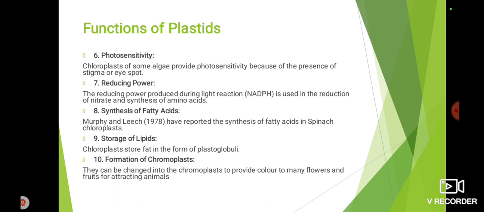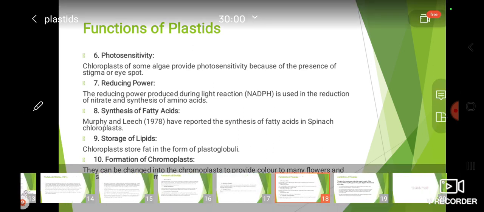Reducing power. The reducing power produced during light reactions is used in the reduction of nitrite. Synthesis of amino acids. Synthesis of fatty acids: this in spinach chloroplasts has been reported by Murphy and Leech in the year 1978. Then storage of lipids. Then formation of chromoplast. Then autonomy of plastids.